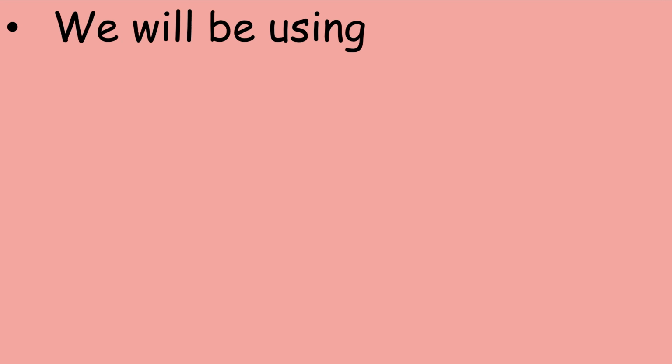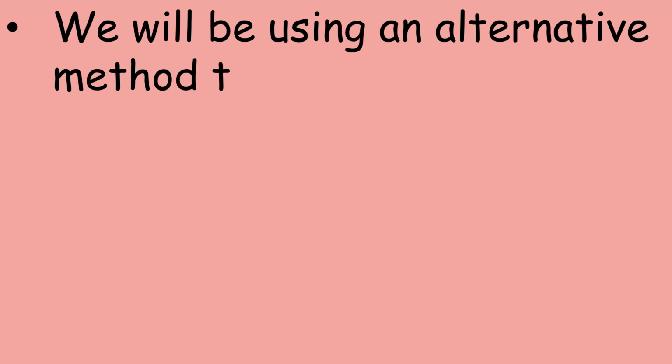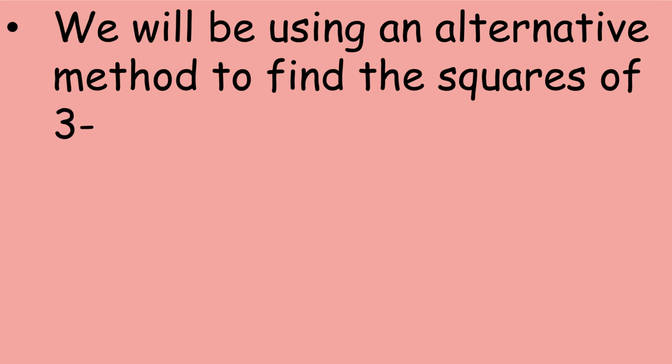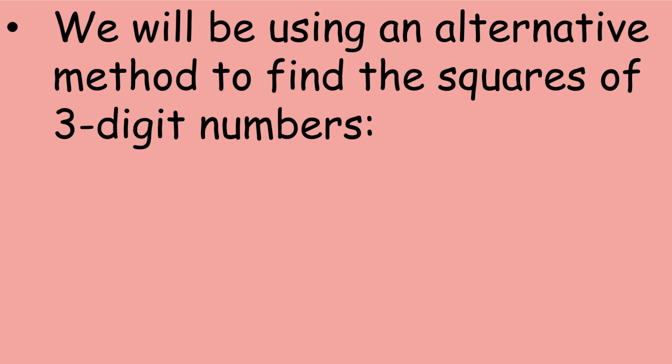In this particular video, we will be using an alternative method in finding the squares of the two examples of the three-digit number. In our previous example, what we did was to find the squares of two-digit numbers. But in this video, we'll be looking at three-digit numbers. The number we're looking at for the first example is 211 squared.